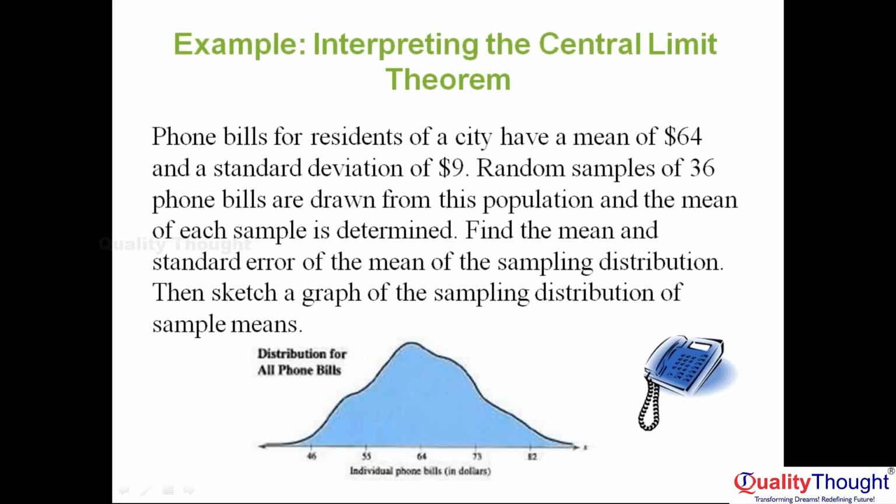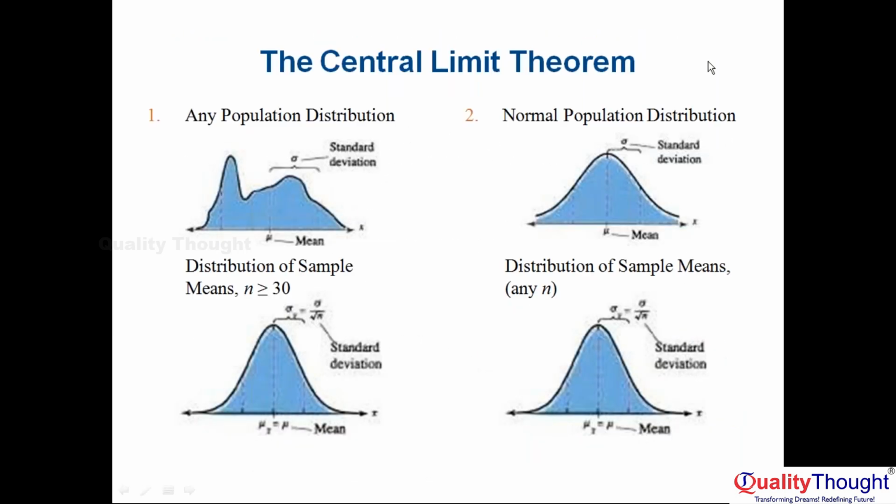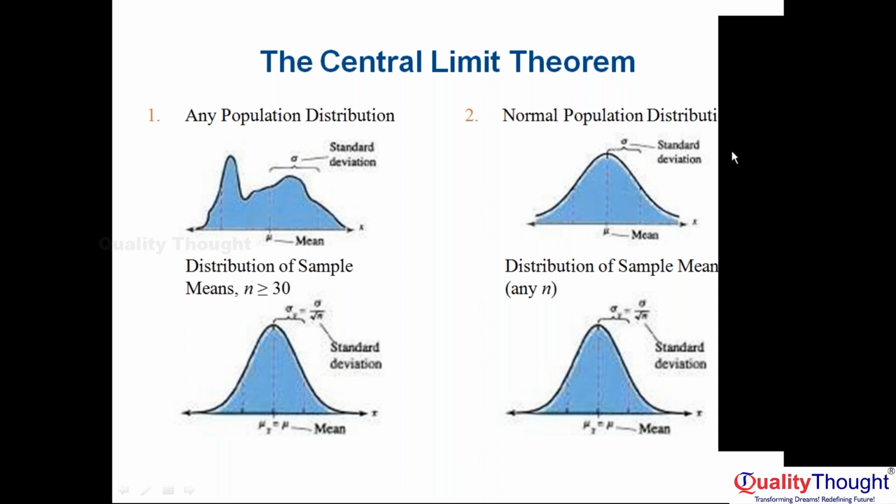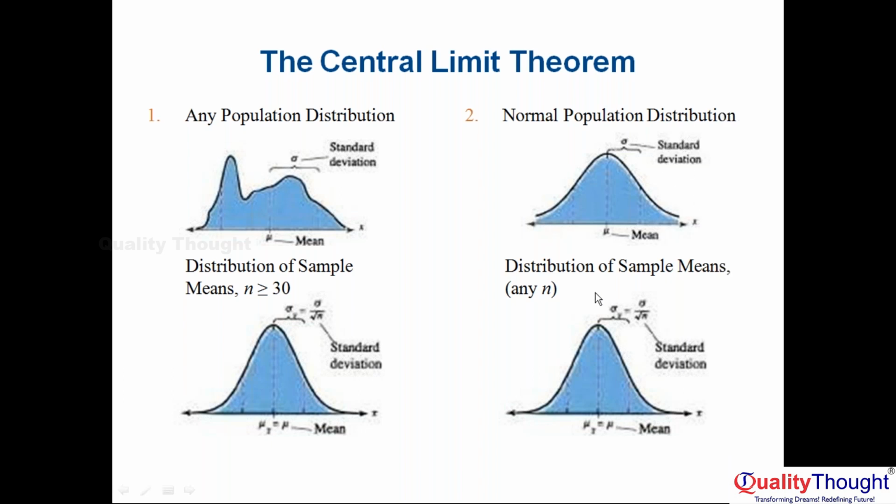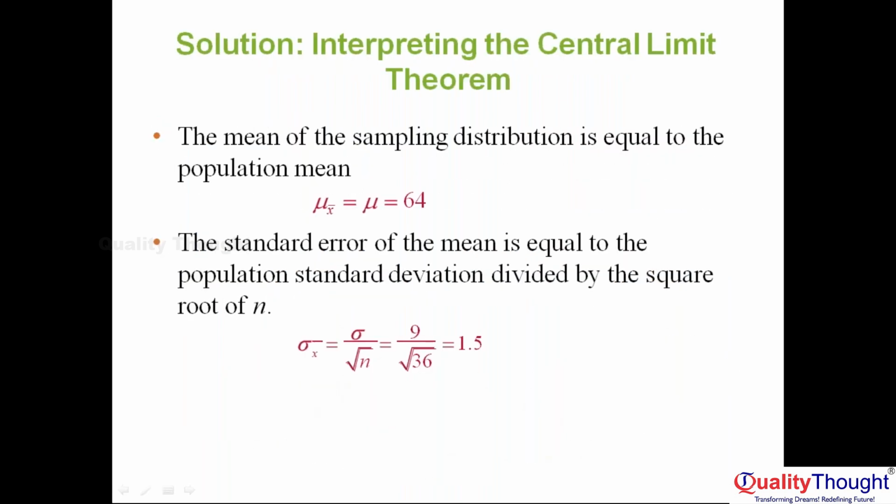Take a look at this one. If your population distribution is a normal population distribution, then even though your sample size is small, any n value, it may be 60 or it may be 6, the resultant sampling distribution will also be approximated to the normal distribution. This is what I told you, right? I don't understand why. I have clearly given you only two options. That's it. Very simple.